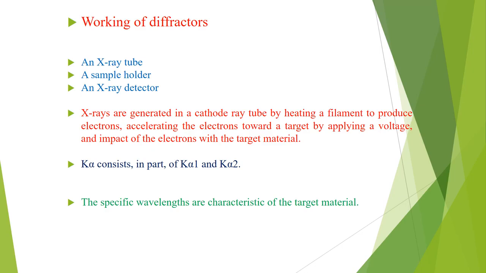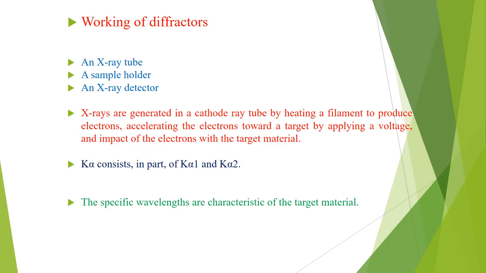Here we can see that X-ray diffractometers consist of three basic elements. Number one, an X-ray tube. Number two, a sample holder. Number three, an X-ray detector.